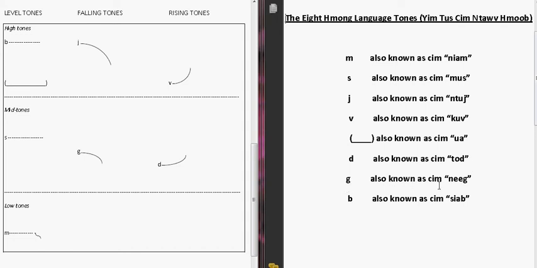G, also known as ji nang. Nang. It's that air at the end that needs to come out. That's what makes it a ji nang. It's a sound at the end. B, also known as ji xie. Ji xie. It's the highest tone. Xie. So let me read all the tones to you again.